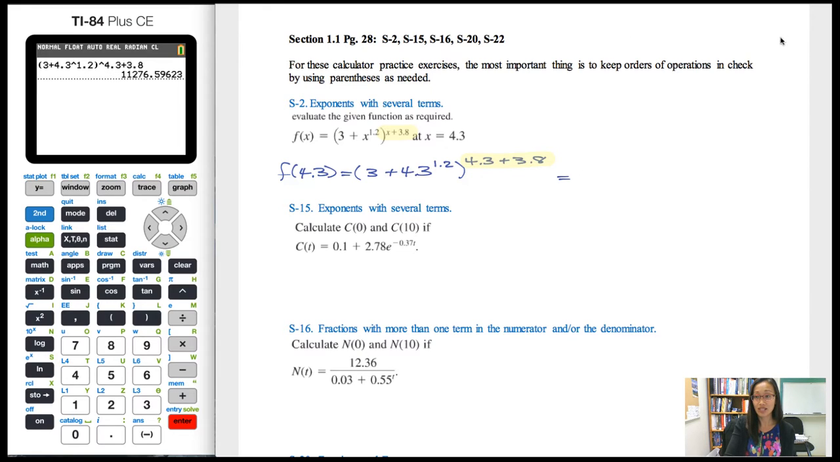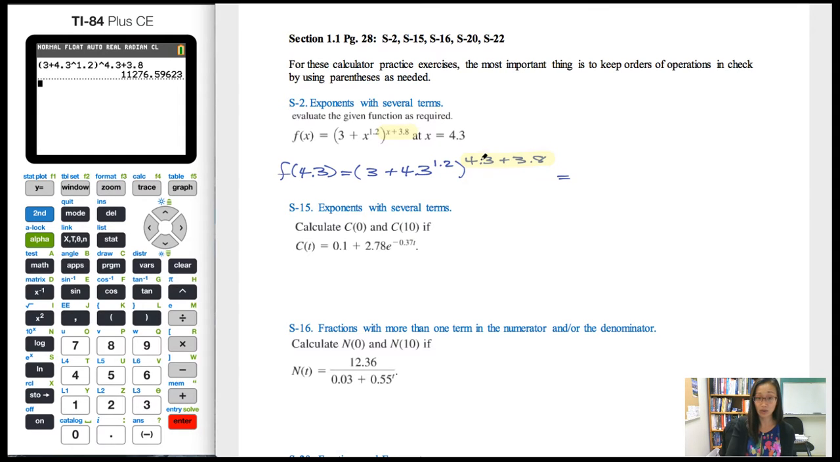Okay? But notice that what we typed in here, it doesn't say that. So how do we fix that? Anytime you see an exponent that has more than one term in it, what do I mean by more than one term? So for example, 3 is a term. X to the 1.2 is a term. X is another term. 3.8 is another term. So notice that the exponent here has 2 terms in it. It's got x and 3.8.